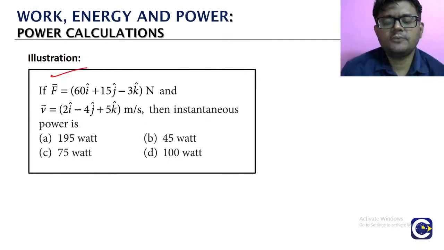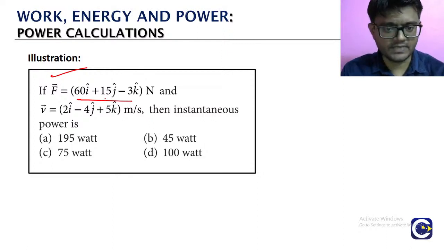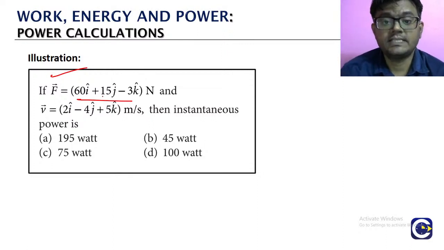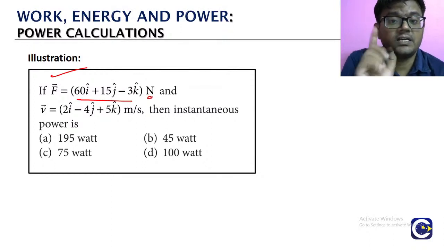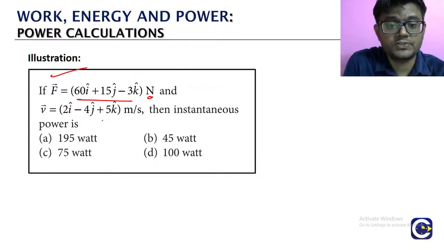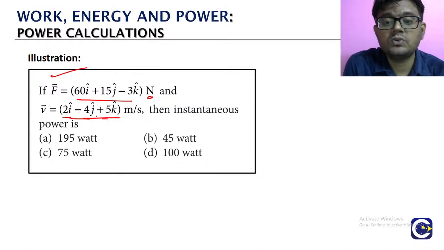Look at this. There is a force given to us in component form of the vector: 60i plus 15j minus 3k. It is given in SI unit, Newton. And there is a velocity: 2i minus 4j plus 5k, also in SI unit, meter per second.